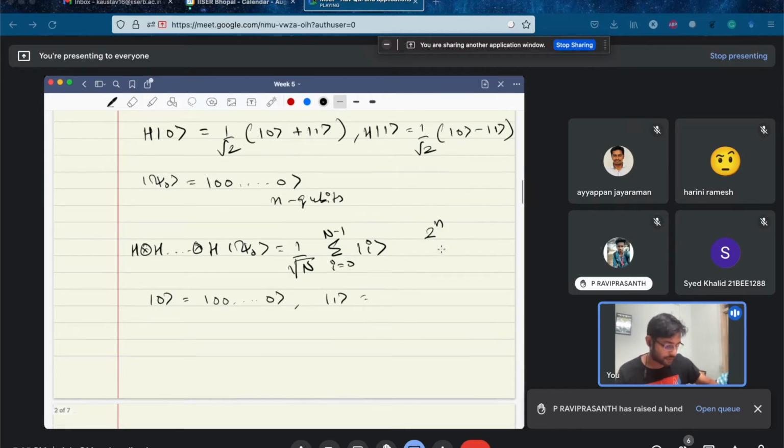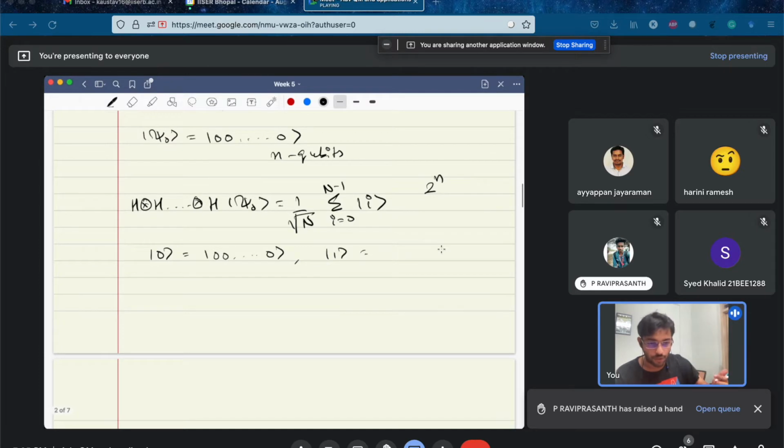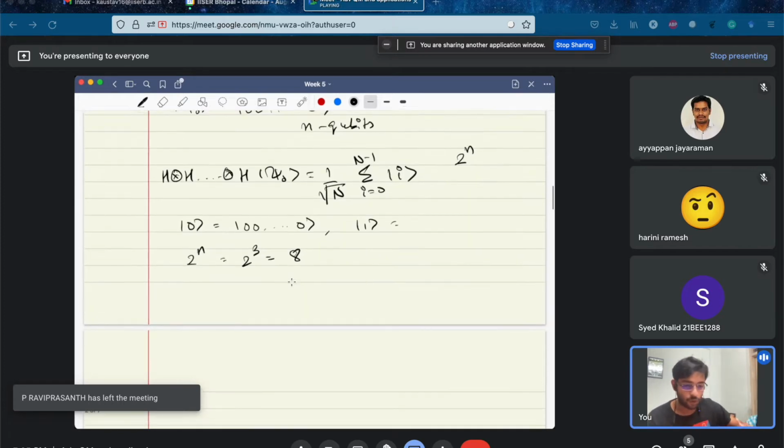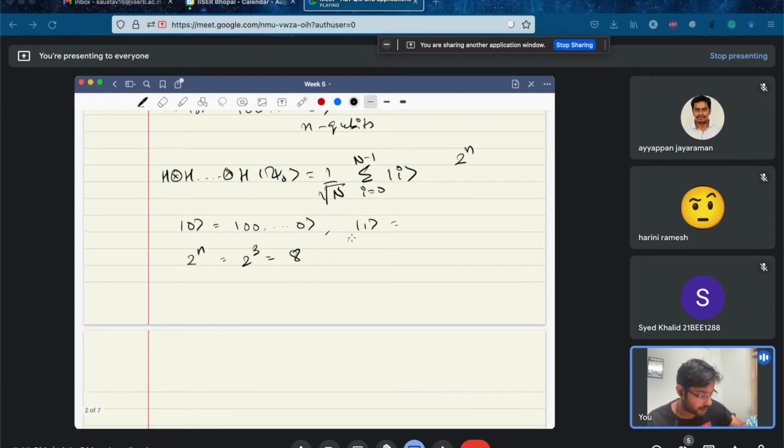So let's say, for example, we take 3 qubits. Okay, now for 3 qubits you have 2 to the power n, which is 2 to the power 3. You have 8 numbers. Okay, now all the possible combinations are basically, you can write your 0 as 0 0 0, 1 as 0 0 1, 2 as 0 1 0, and similarly you can go to 7, which is 1 1 1.